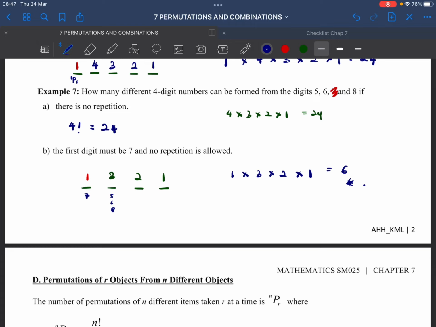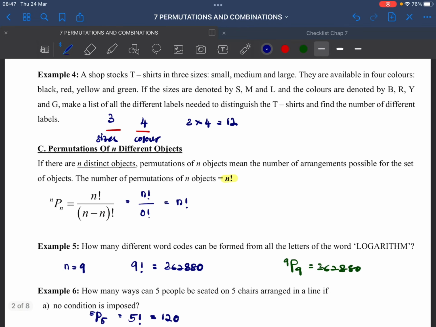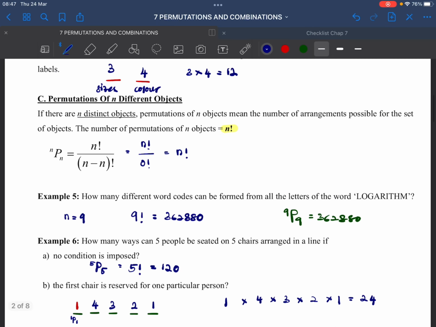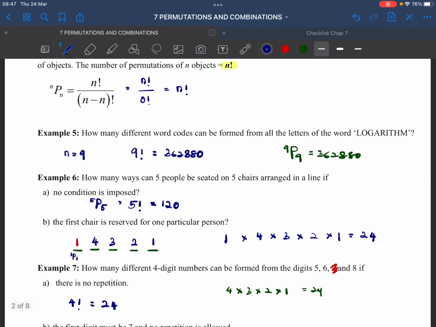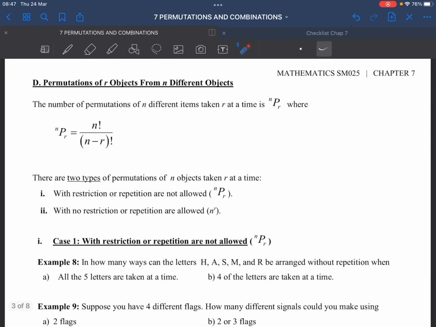Okay, so that's it, introduction for permutation of n different objects. So next we are going to see permutation of r objects from n different objects. Okay, so what does it mean by that? The difference here is that there is something. Okay, let's look at an example directly. So the formula is the same as before, but this one you substitute r here.